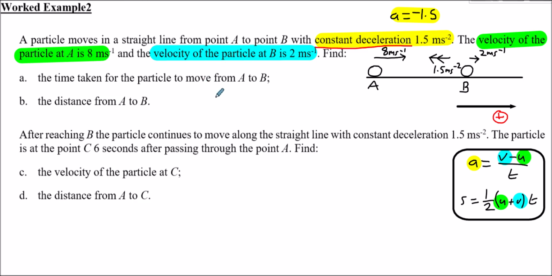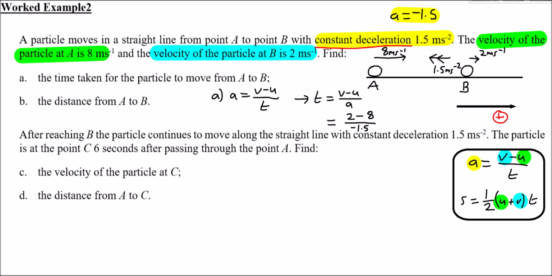So for part A, if we rearrange a equals v minus u over t, then we get that t equals v minus u over a, just by multiplying both sides by t and then afterwards dividing by a. And so that's going to be v, which is 2, minus u, which is 8, all divided by a, which is negative 1.5.